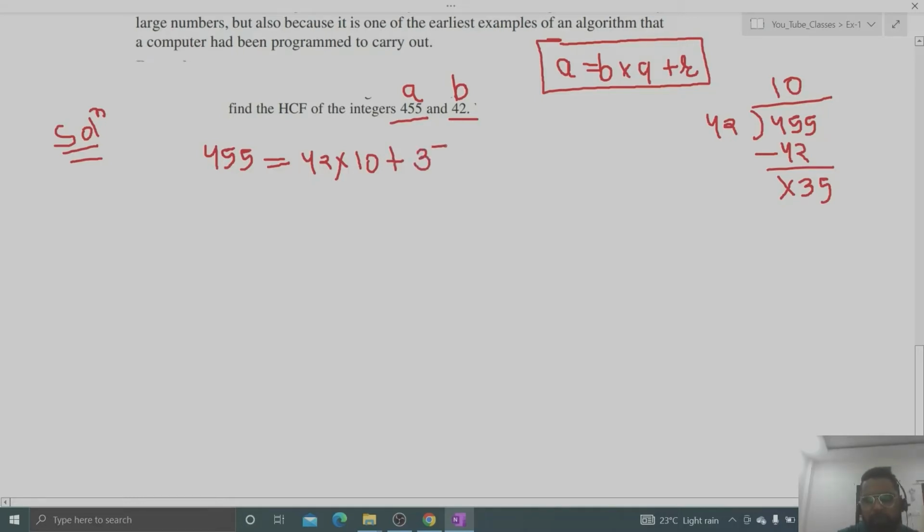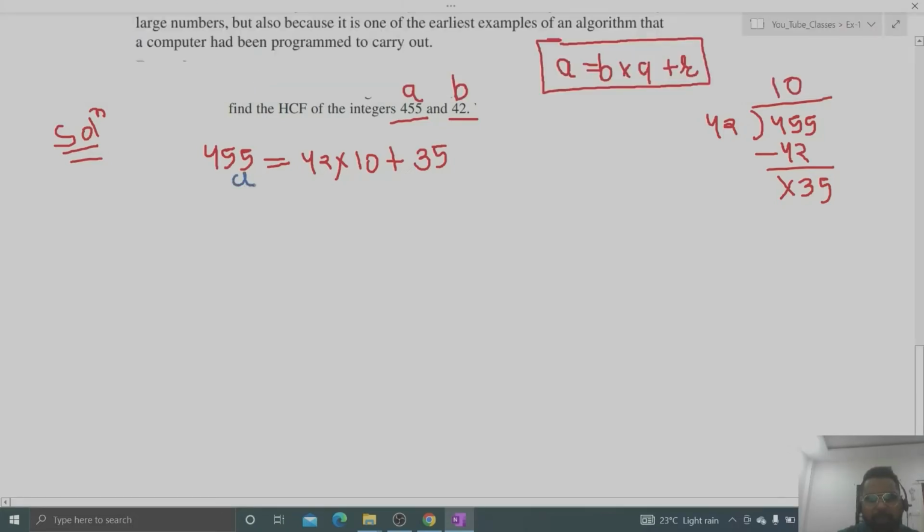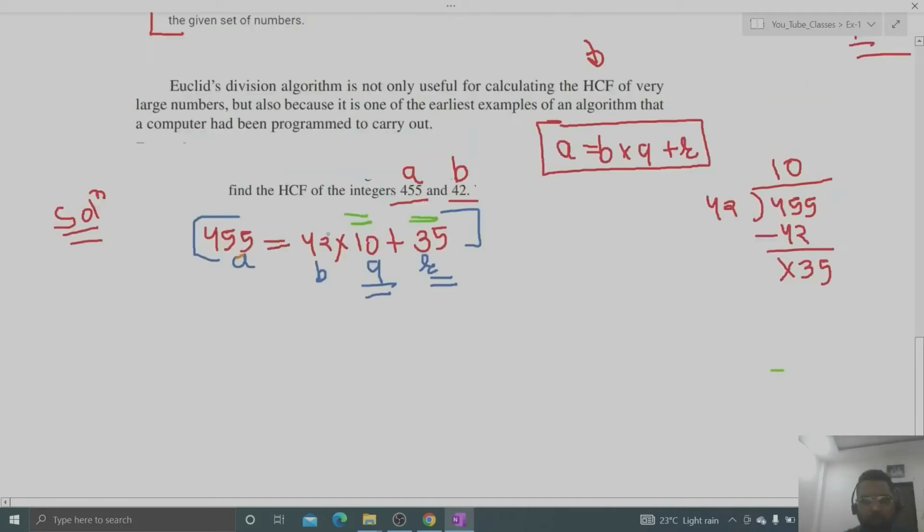So you can see here clearly, this is a, this is b, this is our q, and this is our r. So we have obtained the unique pair of q and r. No other value can come in the place of q and r for this pair 455 and 42. So here a is 455, b is 42, q is 10, and r is 35.